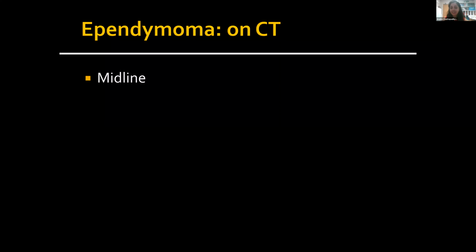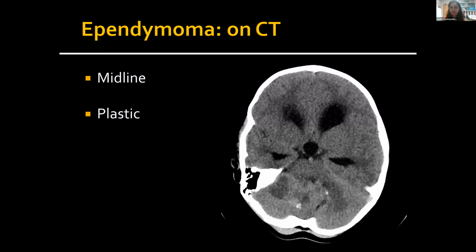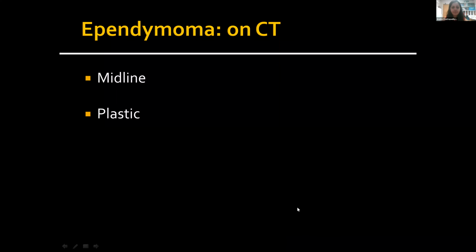On CT, they appear as midline tumours and they're plastic. And by plastic, what I mean is that they tend to extend through all of the foramina. So here we're seeing the tumour extend through the right-sided foramen of Luschka. Even on this slice, we can see that it's quite heterogeneous. There are areas of lower attenuation, some cystic change, some areas of higher attenuation, calcification.